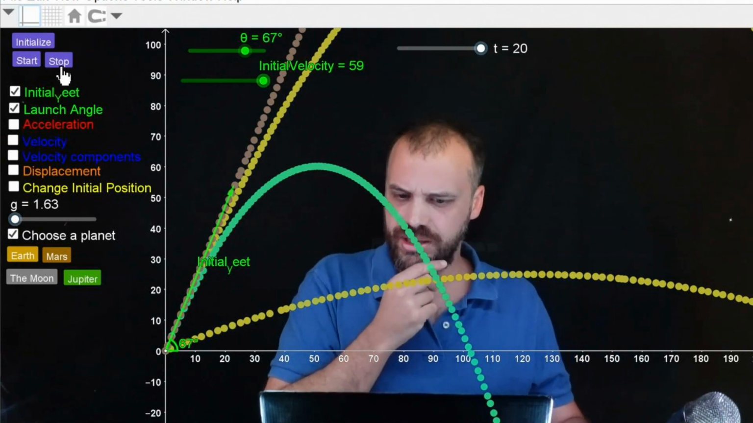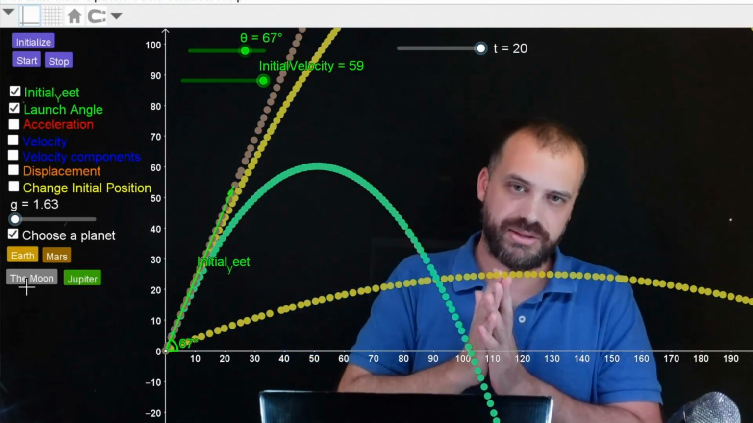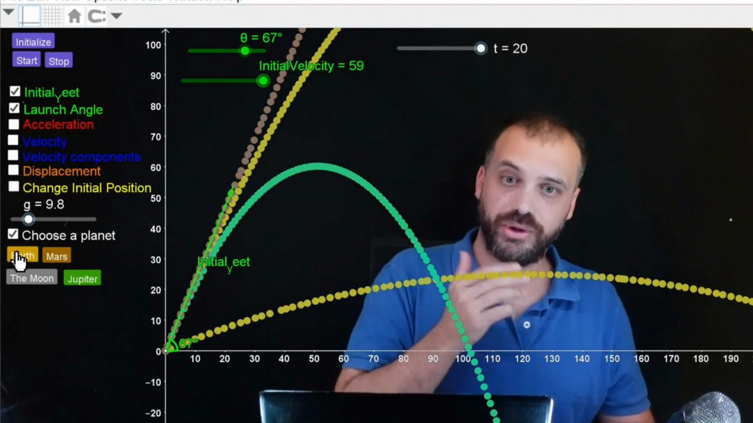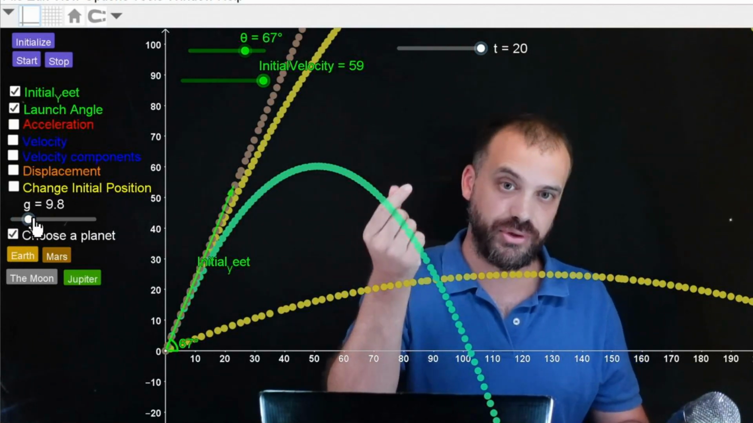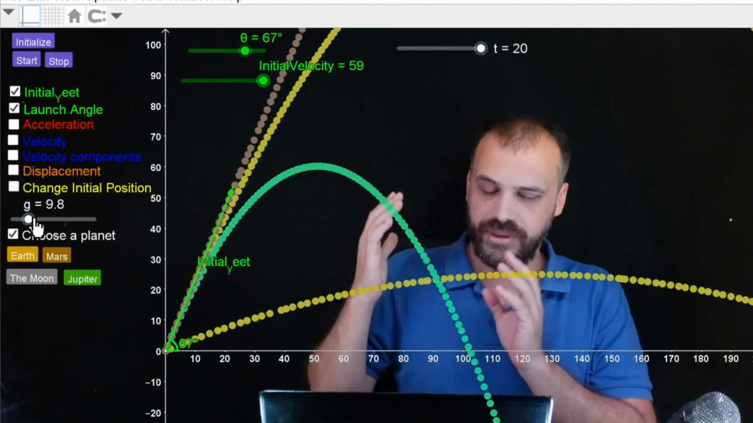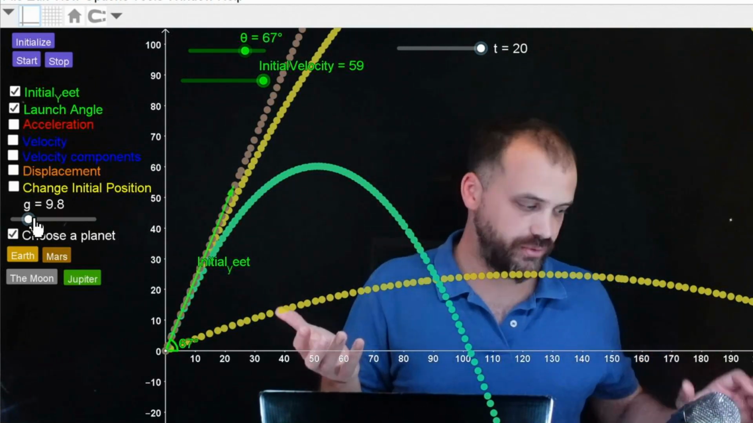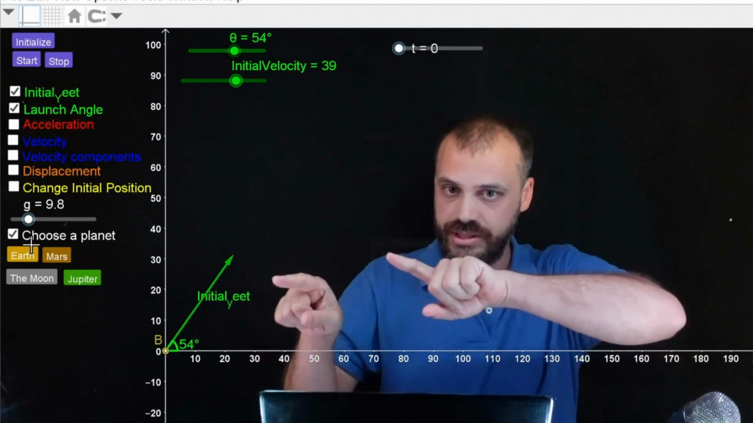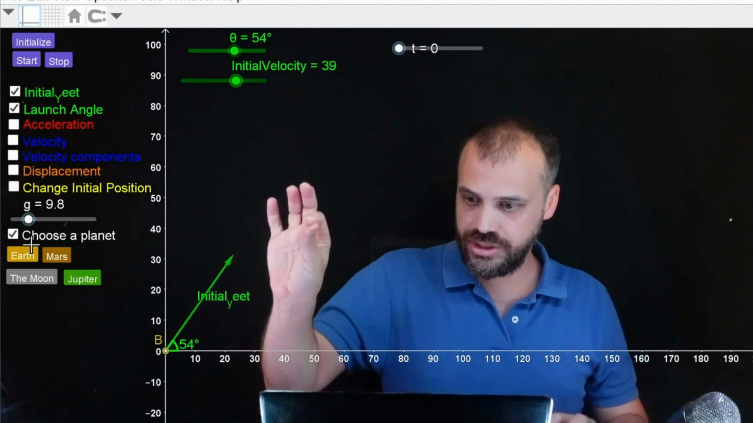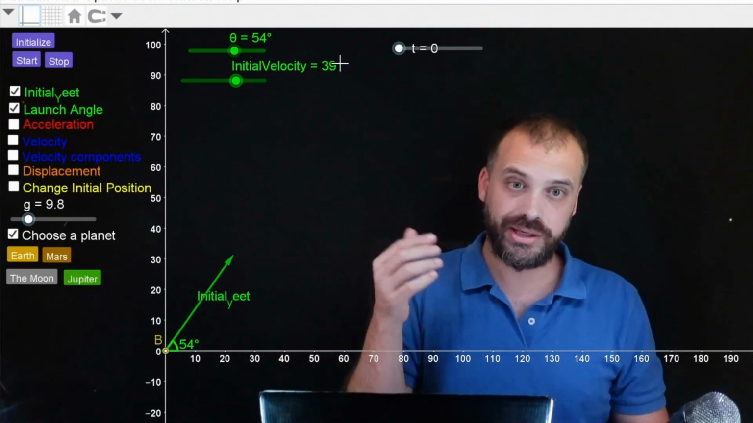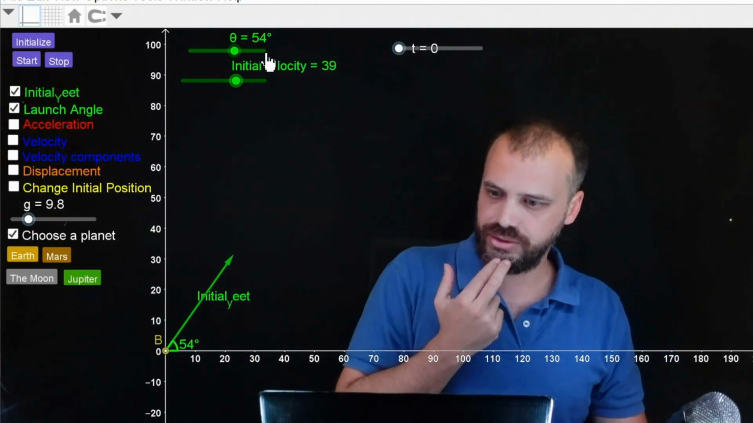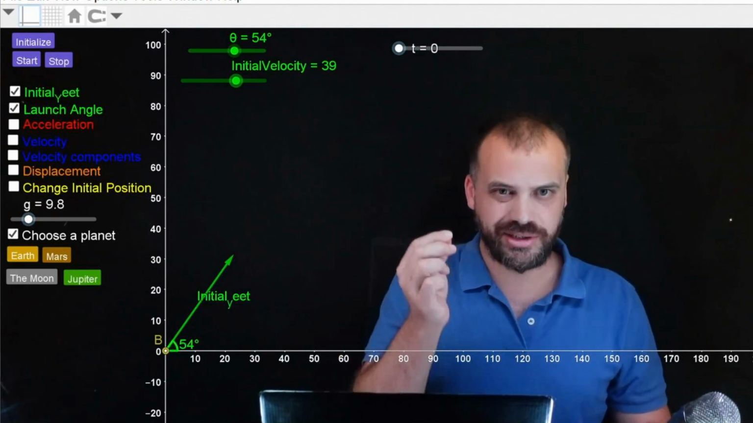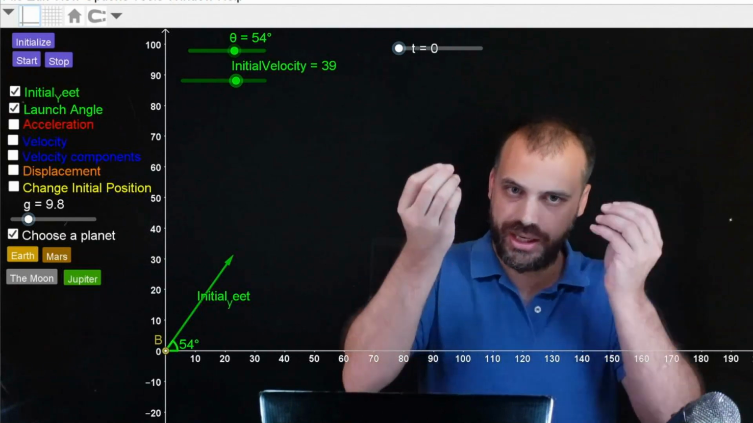For the most part, though, most of the maths I've seen people undertaking takes place on Earth, and we have a gravity of 9.8. So that number's on formula sheets. It's important for you to hold on to. So now that we're back home on Earth, we've initialized all of this. Our initial velocity at the moment is 39 meters per second. Our angle is 54 degrees. We're going to talk about that acceleration number, that 9.8.